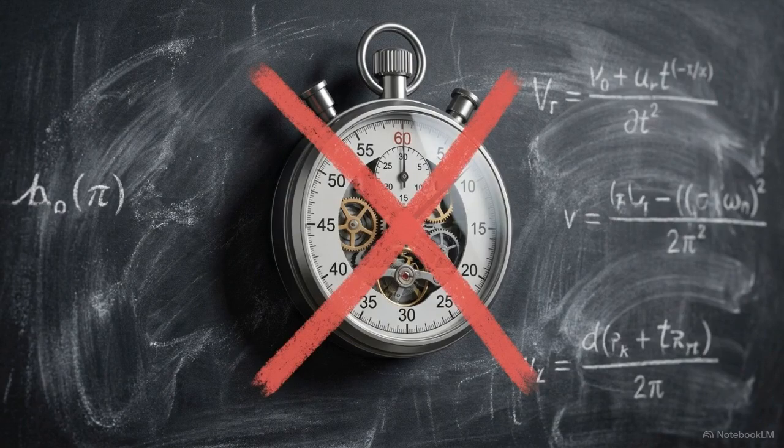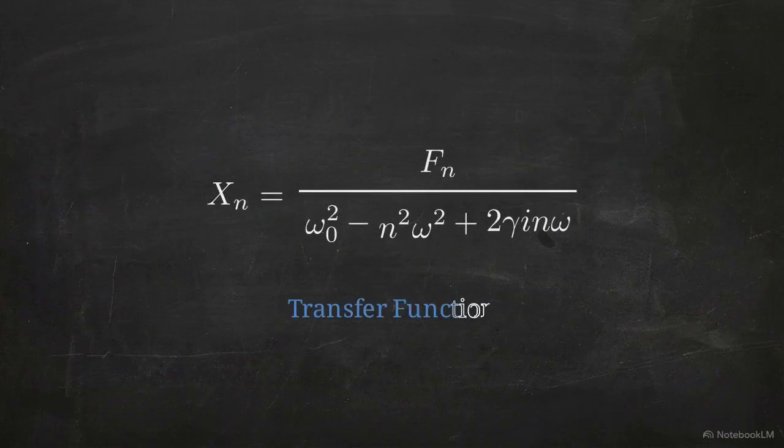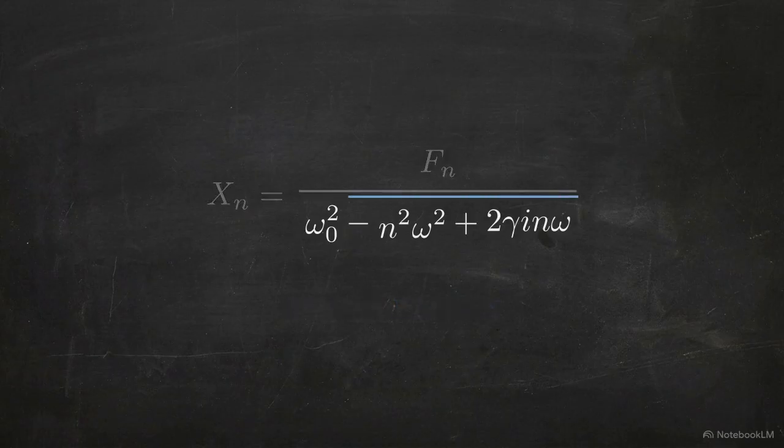We stopped trying to solve how high the car is at a specific second in time. Instead, we are solving how a single pure note of the road produces a single pure note of vibration. By rearranging the equation, we isolate the final algebraic ratio of output to input. This is the transfer function, the mathematical DNA of the physical system.